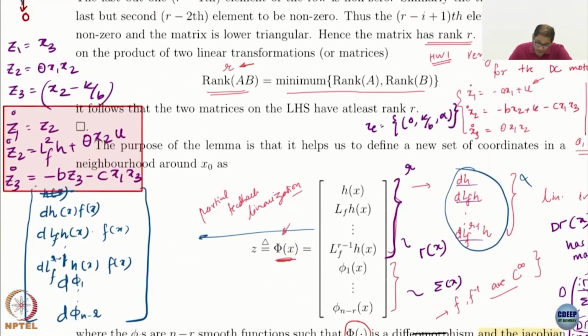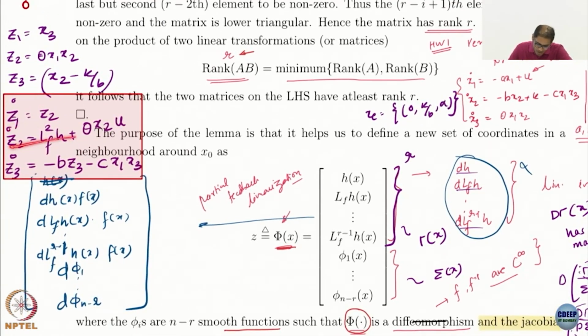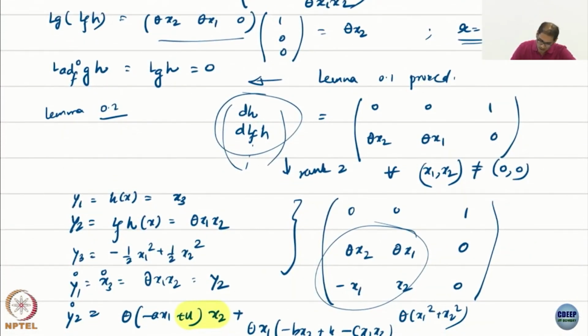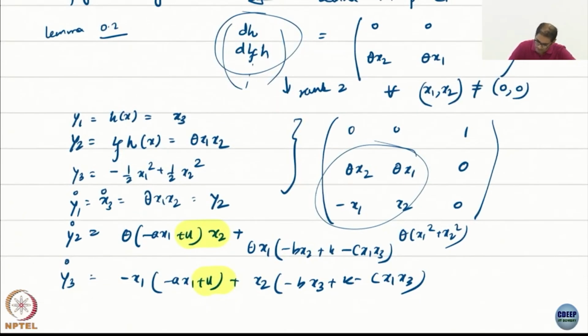Now, why did I do that? Because I got z1 dot is z2, z2 dot is whatever, and z3 dot is this nice expression. If I take z3 as x2 minus k by b, then look at what happens. The third row becomes, the derivative is just the partial of this, so it will be 0, 1, 0, right? Because k by b is some constant.